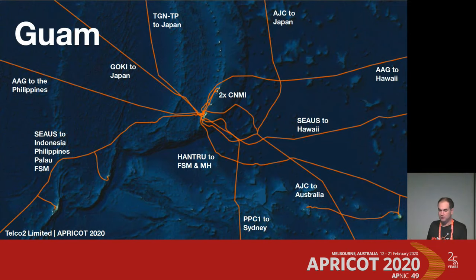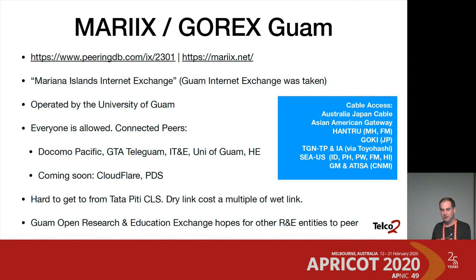All right. So what do we have going on in terms of peering? One year ago, nothing. When we were in Daejeon in Korea for APRICOT last year, there was this concept of the MARIX, the Marianas Islands Internet Exchange. The great story here is that the Guam Internet Exchange name was taken by a defunct carrier that never went anywhere. So they called this the MARIX, and it was operated by the University of Guam, and 1 year ago it had 0 peers.